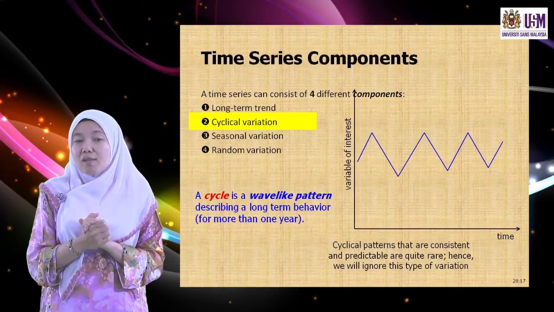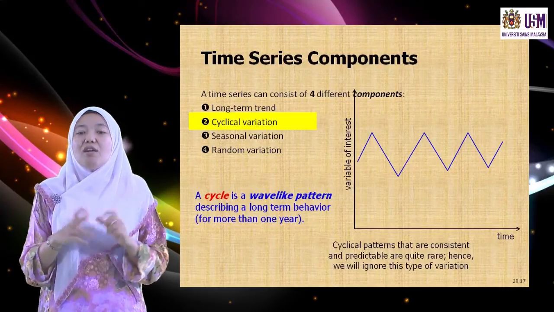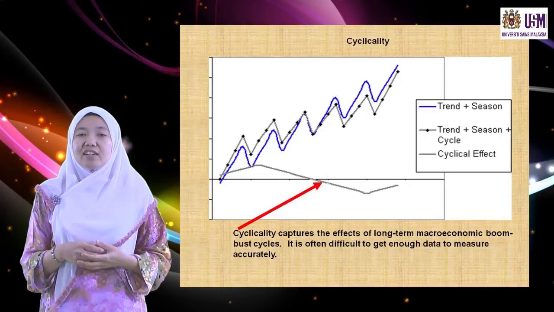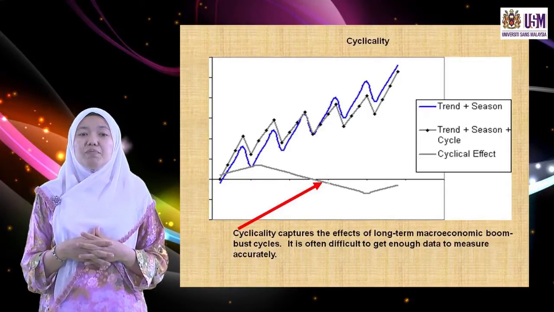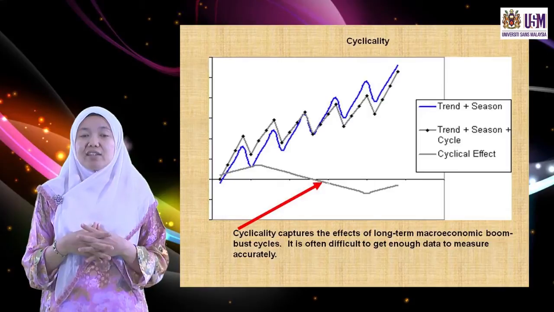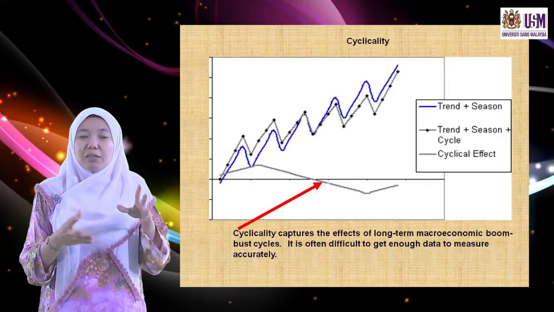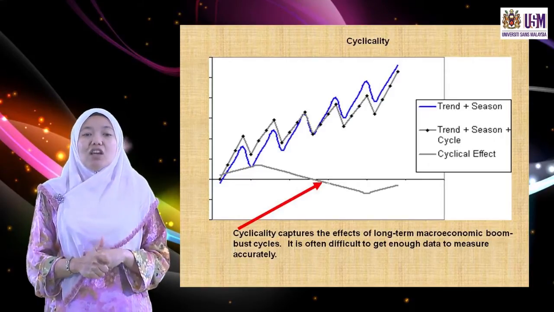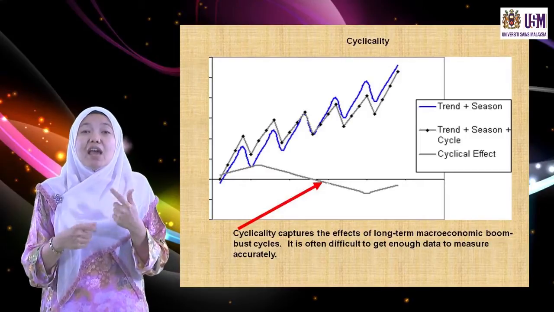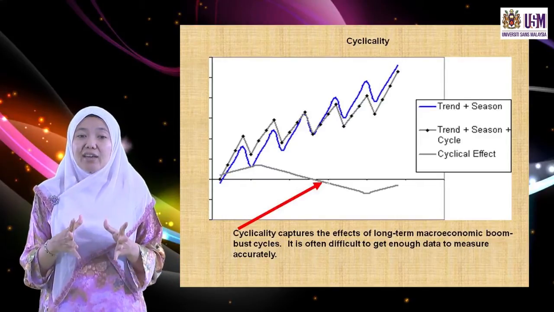We just take into account the trend component or the trend variation as well as the seasonal variation, and we ignore the cyclical variation. So back to the graph that I already showed you earlier. When we look at the cyclical variation, it captures the effect of long-term macroeconomic boom and bust cycles. Remember, you have depression, and then the economy expands, and then the economy is at the peak, and after that the economy is going down again. You have that trend happening over a longer period of time, but it's a cycle that is being repeated. So it is quite difficult to get enough data to measure the cyclical component accurately.